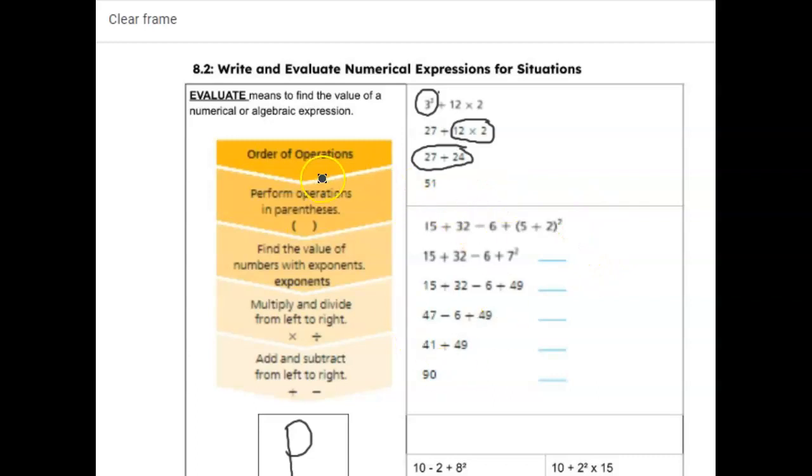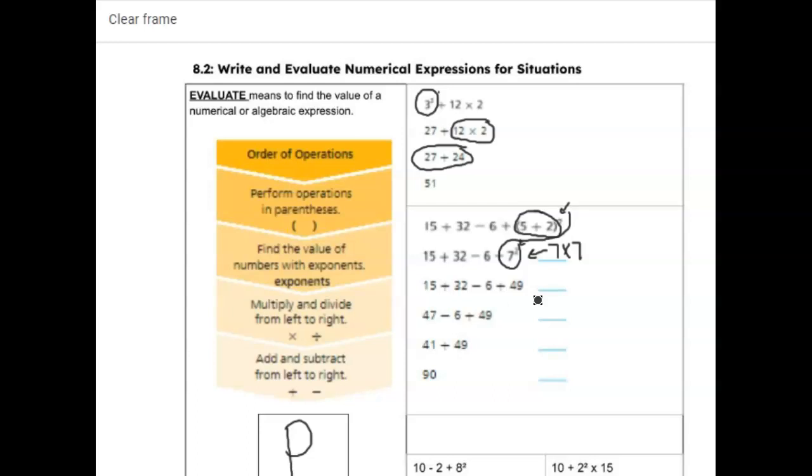In this one, the first thing you do is find parentheses. There are parentheses. So we're going to circle the parentheses. 5 plus 2 is a 7. And this little square that was there just slides on right down. The parentheses are gone. The next thing we look for are exponents. So 7 squared means 7 times 7, and that's 49. Now, what we have left is 15 plus 32 minus 6 plus 49. The exponents are gone.